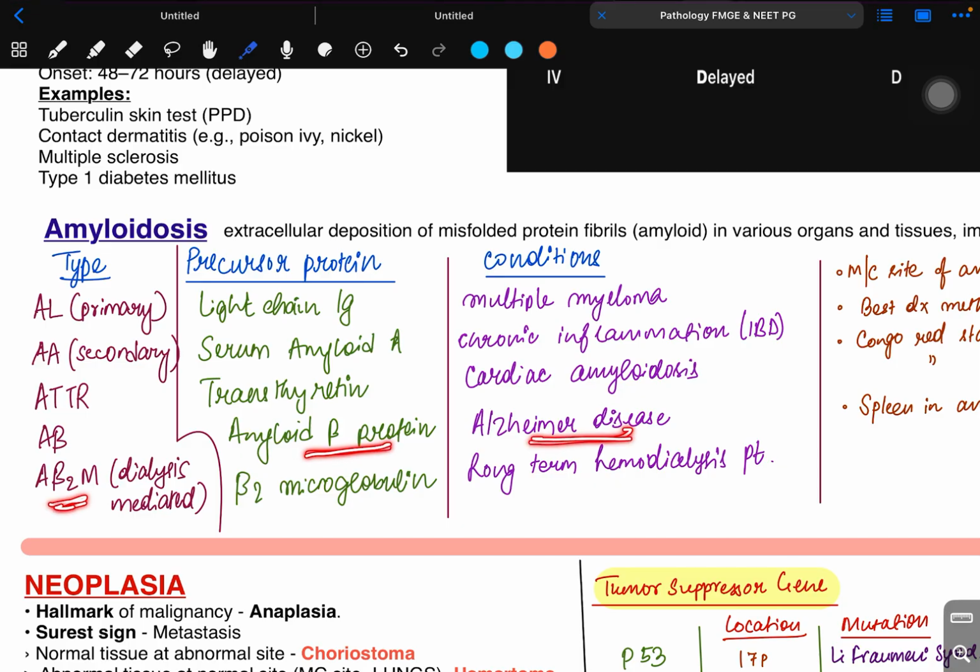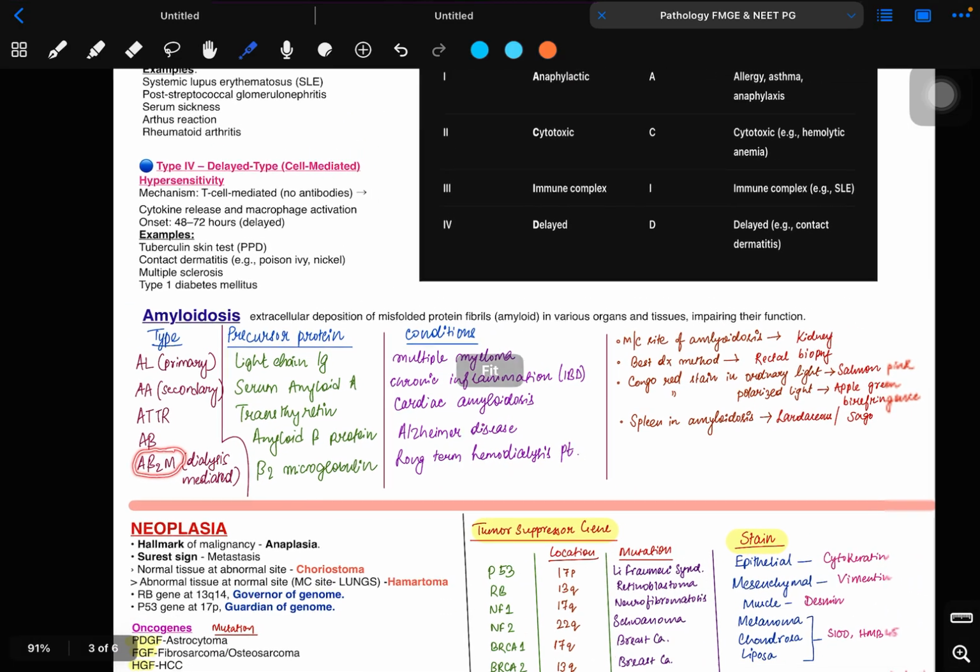And A beta 2 M is different from A beta. A beta 2 M is found in dialysis-associated amyloidosis. The precursor protein here is beta 2 microglobulin, and it is found in long term hemodialysis patients. This is very, very important. In a long term hemodialysis patient, which amyloid protein will we find? We will find beta 2 microglobulin, and the type is A beta 2 M.